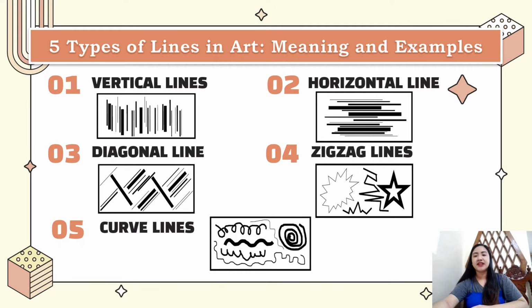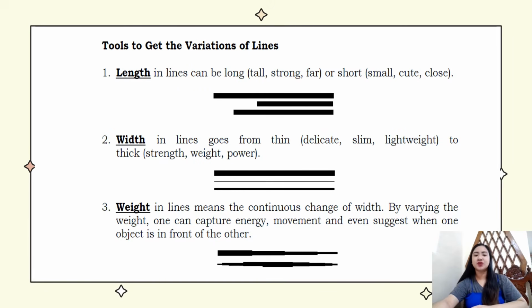The next one and the last one is curved lines. Curved lines are lines that bend and change direction gradually. They can be simply wavy or spiral. Such lines convey the feeling of comfort and ease, as well as sensual quality, as they remind us of the human body. So there are tools to get variations of line.